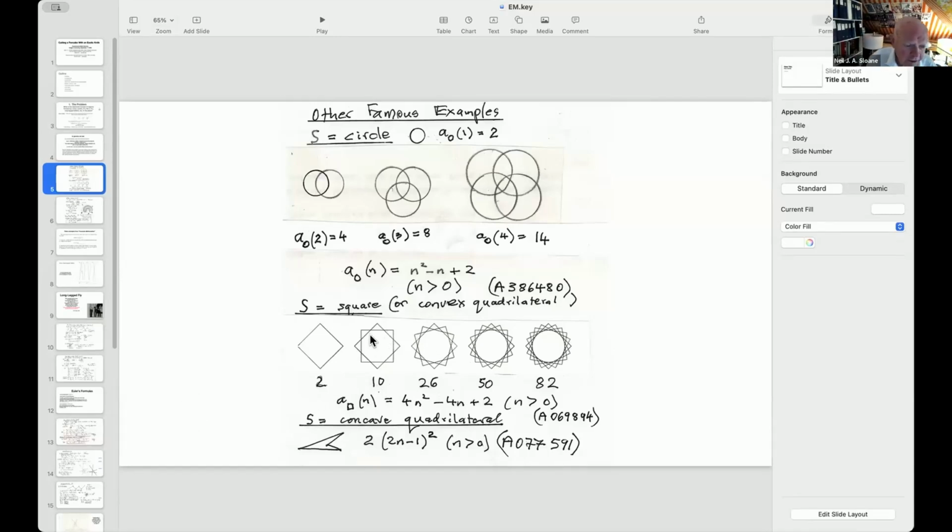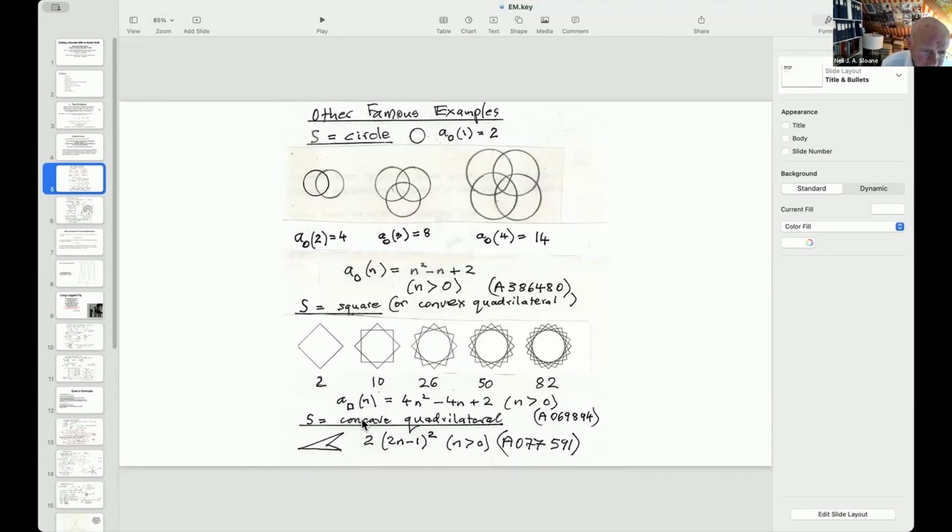So the rule generally is to make as many intersections with the previous cuts as you can. So you put down one square, and then your second square overlaps it a lot, and you pick up 8 extra little triangles, and the inside and the outside, and you get 10 regions with 2 squares, and so on. And the formula is 4n squared minus 4n plus 2. And it's another old sequence, A069894.